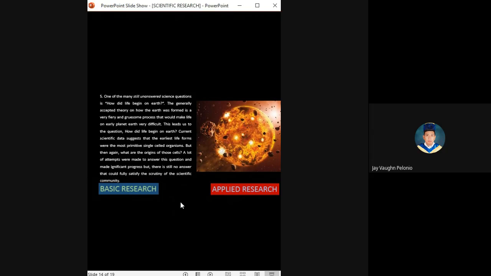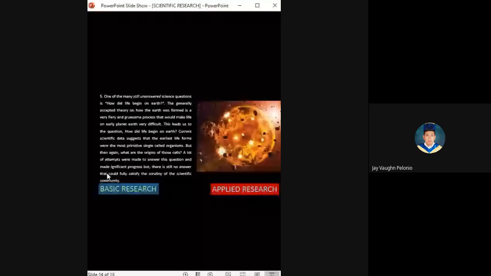Current scientific data suggests that the earliest life forms were the most primitive single-celled organisms. Then again, what are the origins of those cells? A lot of attempts were made to answer this question, making significant progress. But there is still no answer that would fully satisfy the scrutiny of the scientific community.